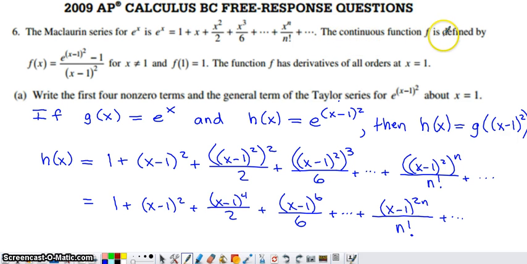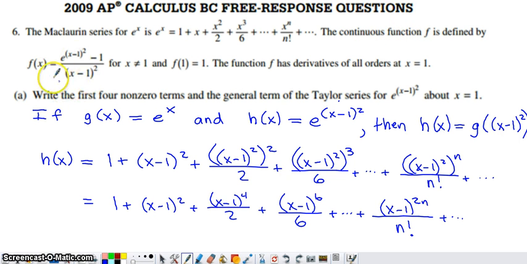And then they tell us that the function f is defined by this function right here, and it's that way for all x's except when x is equal to 1. They tell us what f of 1 equals, and then they want us to, in part A, write the first 4 non-zero terms and the general term for the Taylor series for e to the x minus 1 quantity squared about x equals 1. So our Taylor series is supposed to be based at 1, so we're going to have x minus 1s raised to powers all over the place.